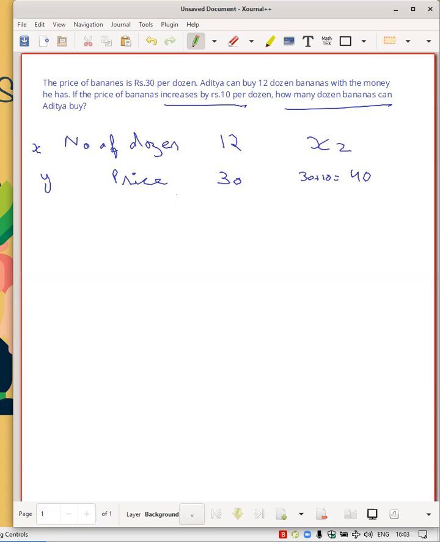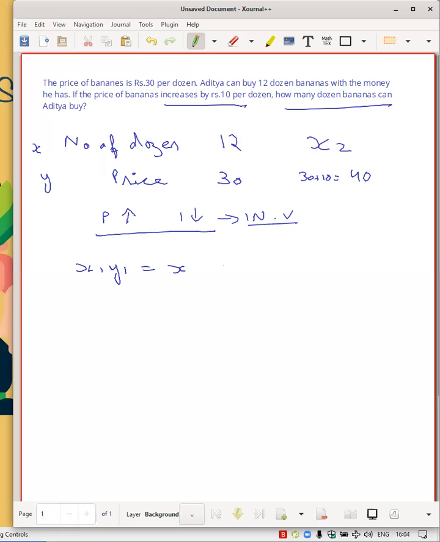Now, tell me, if I have a certain amount of money and the price of that item increases, can I buy more of it or less of it? If price increases, will I get more items or less? Less. Items will fall. So now you see that this is inverse variation. So now apply the formula for inverse variation. What is the formula for inverse variation for x and y? x1 y1 is equal to x2 y2.